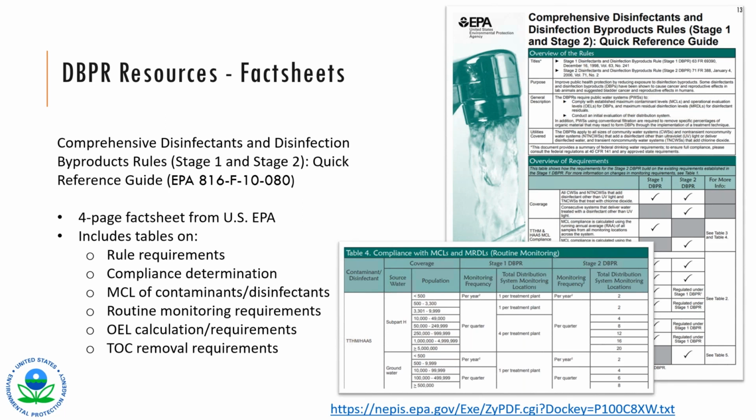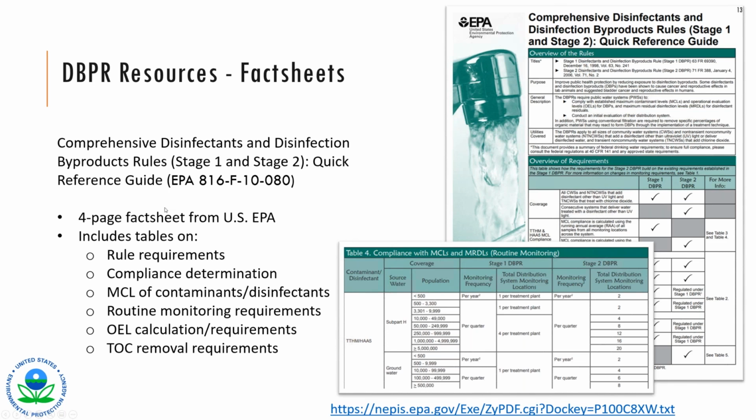There are various tables that provide information on the requirements of the rules. There's tables listing what the regulated contaminants and disinfectants are and their respective MCL and MCL goals. A table to help water systems determine their routine monitoring requirements, OEL requirements, and how they're calculated, and TOC removal requirements from the source. The table includes information for both Stage 1 and 2 to show you which requirements were carried over, which requirements were newly introduced, and which requirements were updated from the past. The reference guide provides all the required information you need to know to comply with the rule. However, some parts may be a little confusing to those viewing this for the first time, so new operators may get slightly confused if they look at this chart. Which is why I included additional fact sheets to help you better understand the rule.